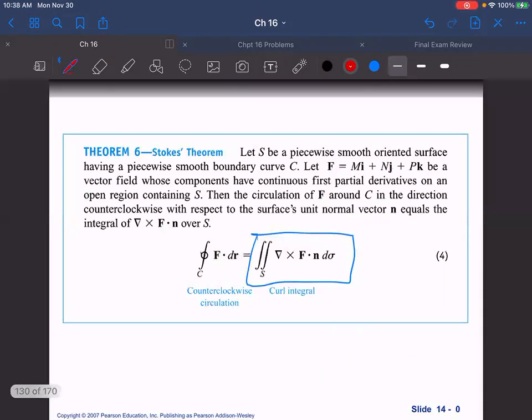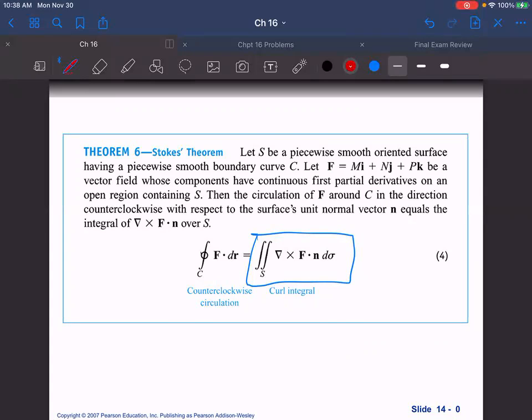And here it is again. So we can let S be a piecewise smooth oriented surface having a piecewise smooth boundary curve C, and then F equals mi plus nj plus pk be a vector field whose components have continuous first partial derivatives on an open region containing S. Otherwise, we can't really take those derivatives.